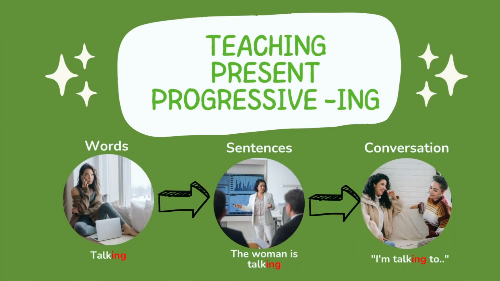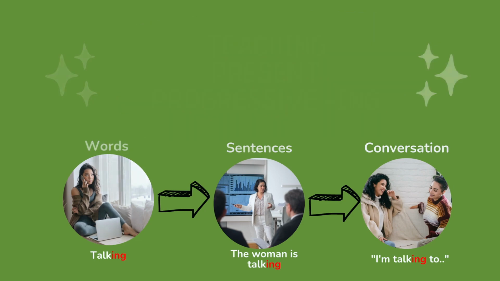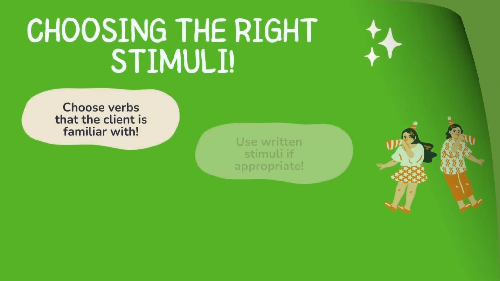To teach present progressive ing, it's helpful to begin with the least complex form and work towards more complex uses of the verb with the inflectional morpheme. It's first important to establish that the child first knows the action. In this example, the action is talk. Once they can label the verb, you can begin to build onto it with present progressive ing in single words, talking, and slowly move into sentences, the woman is talking, and eventually in conversation and other forms of discourse.